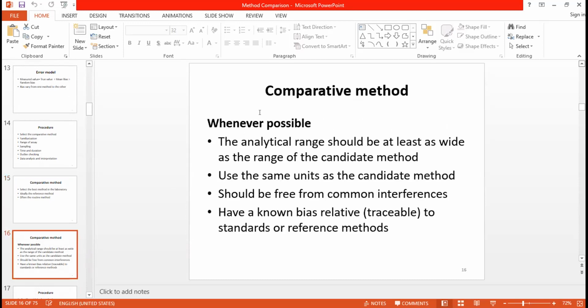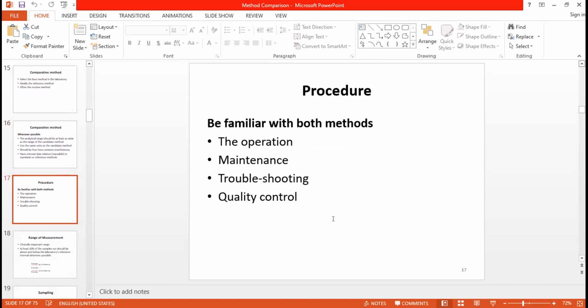Whenever possible, your comparative method should have an analytical range as wide as the candidate method. And you should be using the same units as the candidate method. And it should be free from common interferences and should have a bias which is known to you. You have to be familiar with both methods in relation to their operation, maintenance, troubleshooting, and quality control.